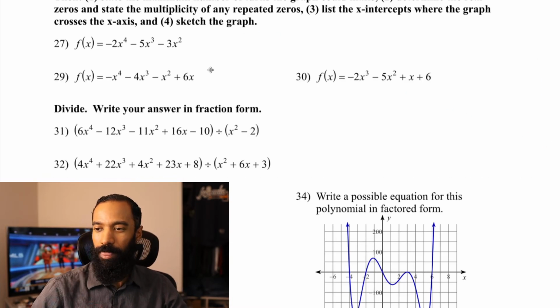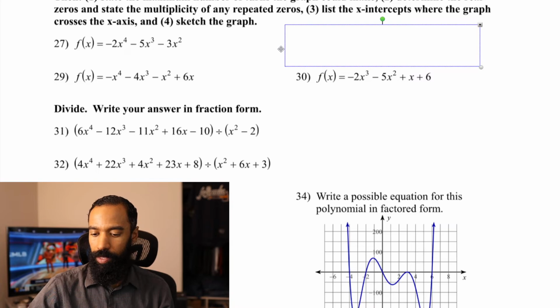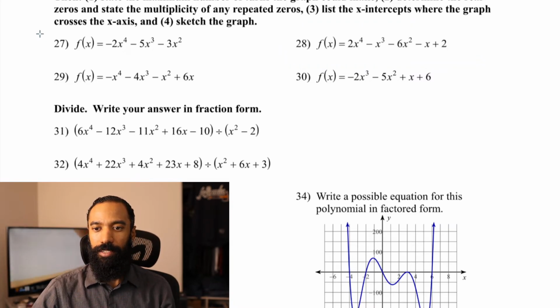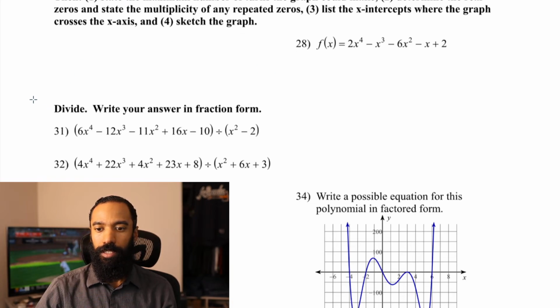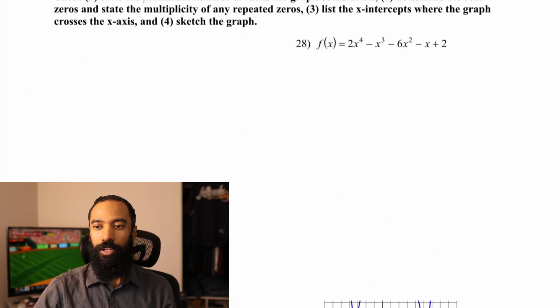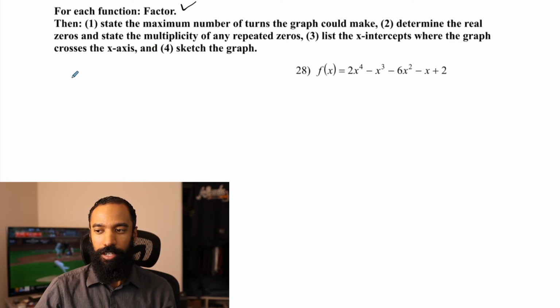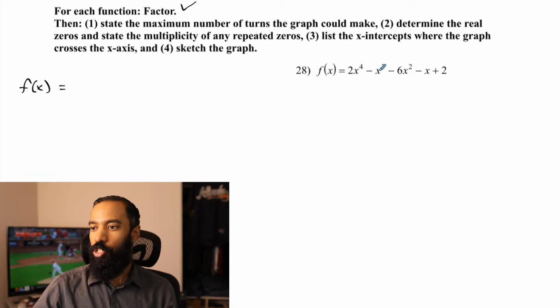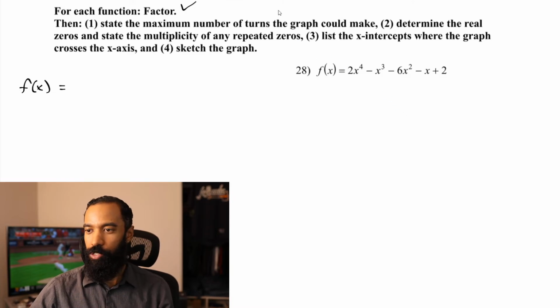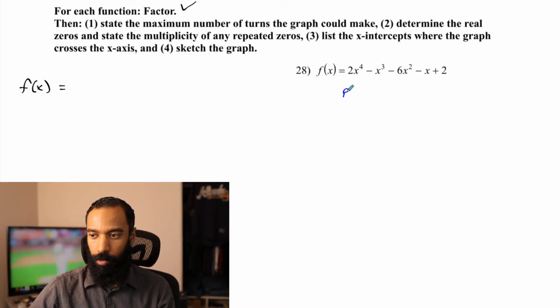28. Another quartic. Let's get rid of all that. Another quartic here. Let's start by factoring. No GCF. So we need our P's over Q's here. We need to factor, not by grouping; we need to use the rational root theorem here.